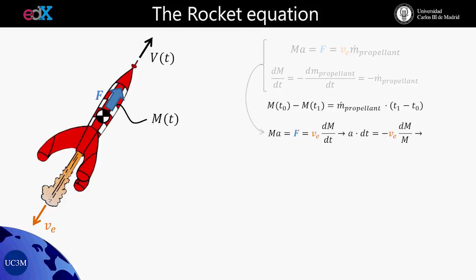Going back to the thrust equation and substituting m dot, we can also easily integrate in time by rearranging the terms like this. On the other hand, the integral in time of the acceleration from the initial time t0 to the final time t1 is the change in velocity of the rocket, v1 minus v0. We call this velocity increase the delta v of the rocket maneuver, and as we will see later, it is a very important magnitude.